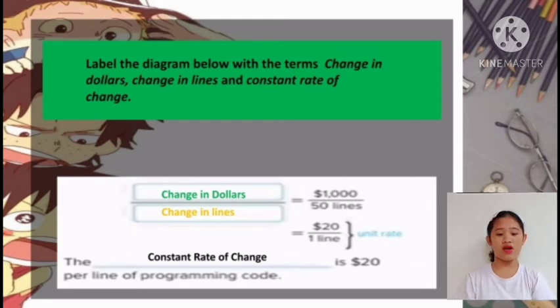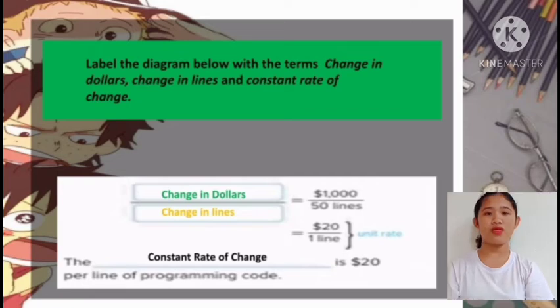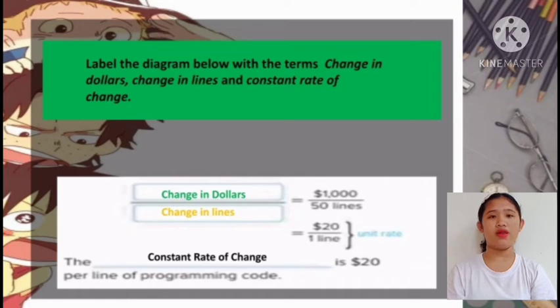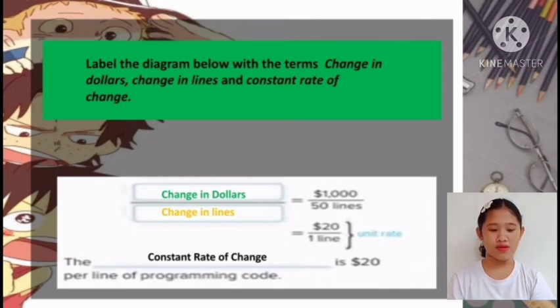The $1,000 represents the change in dollars. So we write the change in dollars, and then 50 lines, that is plus 50, our change in lines. And now you can see where we simplified 1,000 over 50 lines down to $20 per one line.